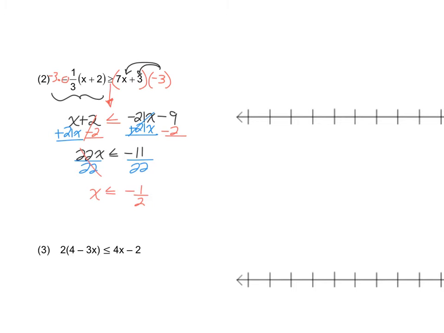Now, I need to label up this number line. I can do it any way I want. I just need a sense of the scale. Few values in either direction. I'm going to plot negative 1/2, which is halfway between negative 1 and 0. What kind of circle am I using there? Closed circle. And which way am I going, left or right? Left.